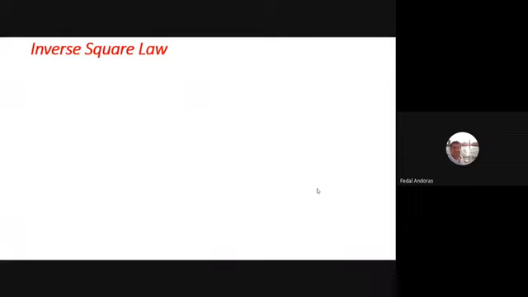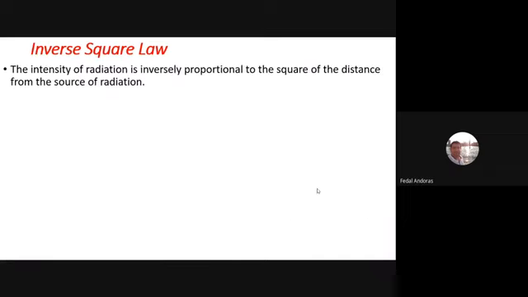This law is very, very important. Inverse square law. The intensity of radiation is inversely proportional to the square of the distance from the source of radiation. Inverse proportional. تناسب عكسي. What do you mean by that?